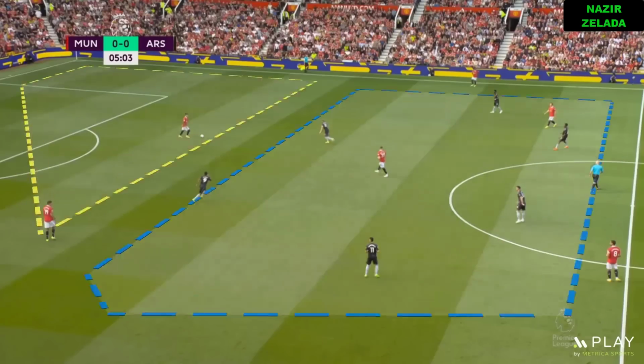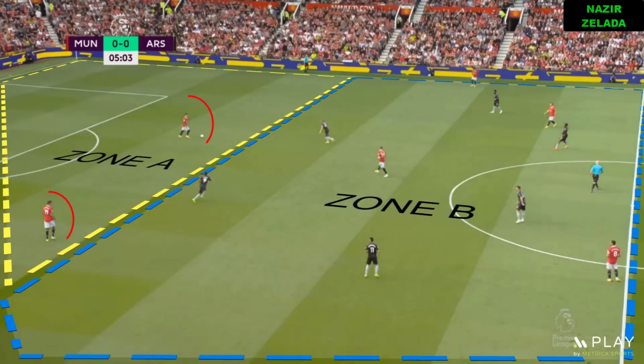In order to play out from the back in Zone A, Manchester United only used his two centre-backs, since when De Gea had the ball he usually played long balls.